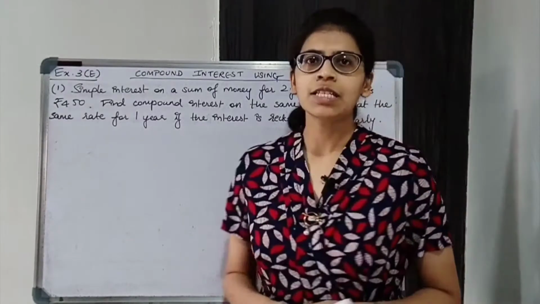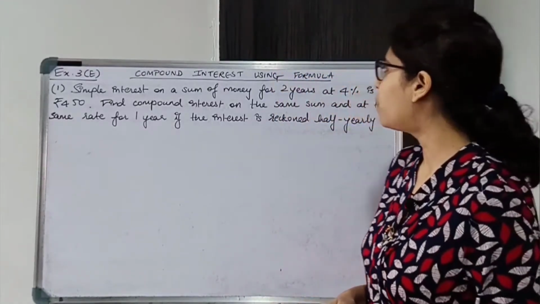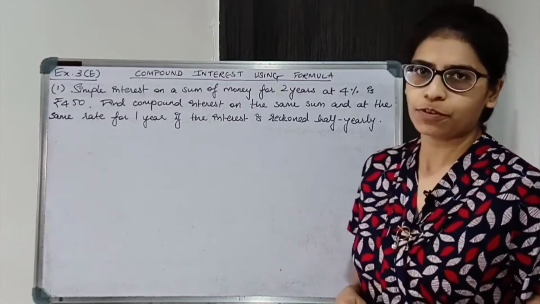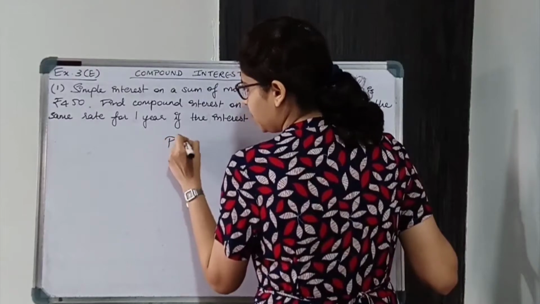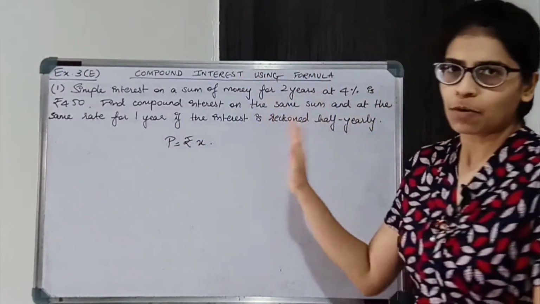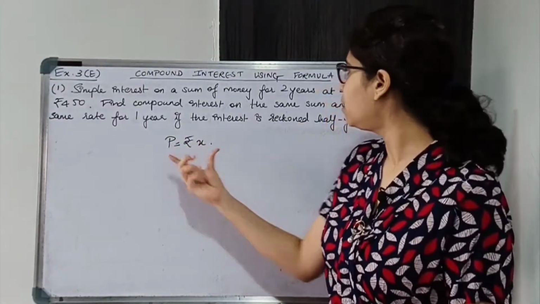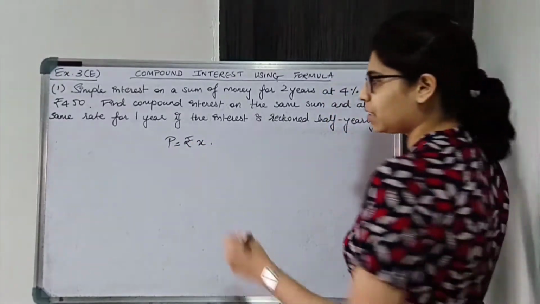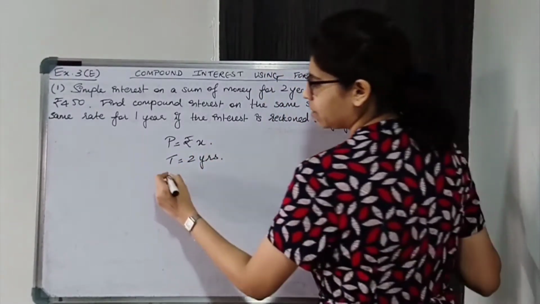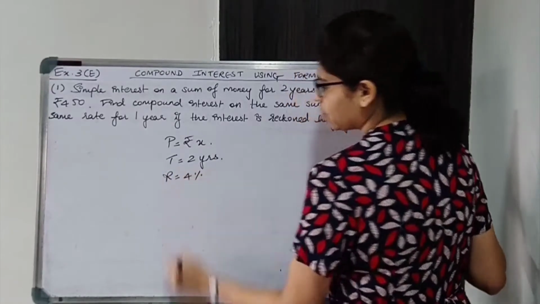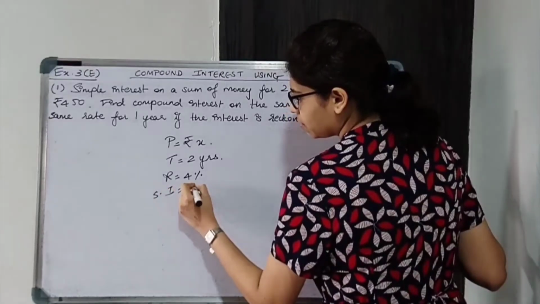Now there is a certain sum of money, that is the principal. Simple interest on a sum of money for 2 years at 4% is rupees 450. So let the principal be x rupees, that is the sum of money is x rupees. Simple interest on this principal for 2 years, that is time period is 2 years, at 4%, R is 4%, is rupees 450. So simple interest is 450.